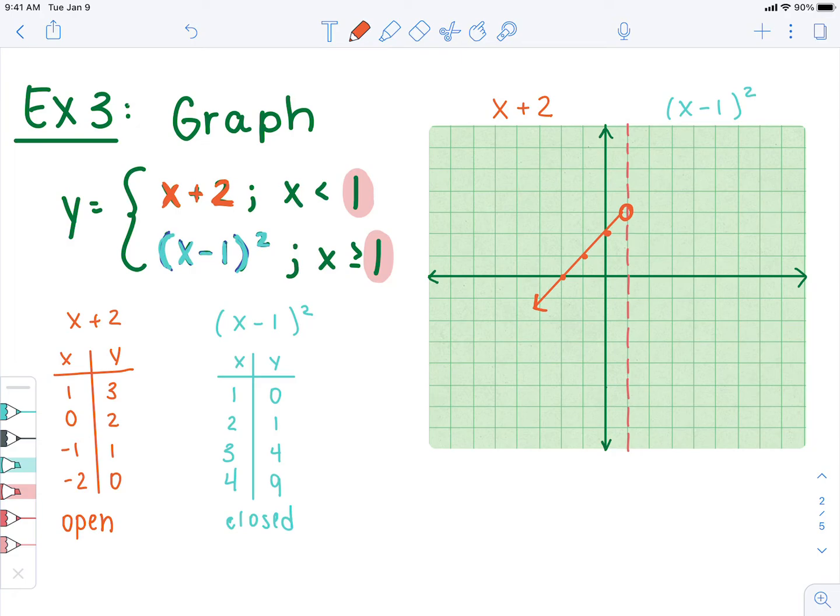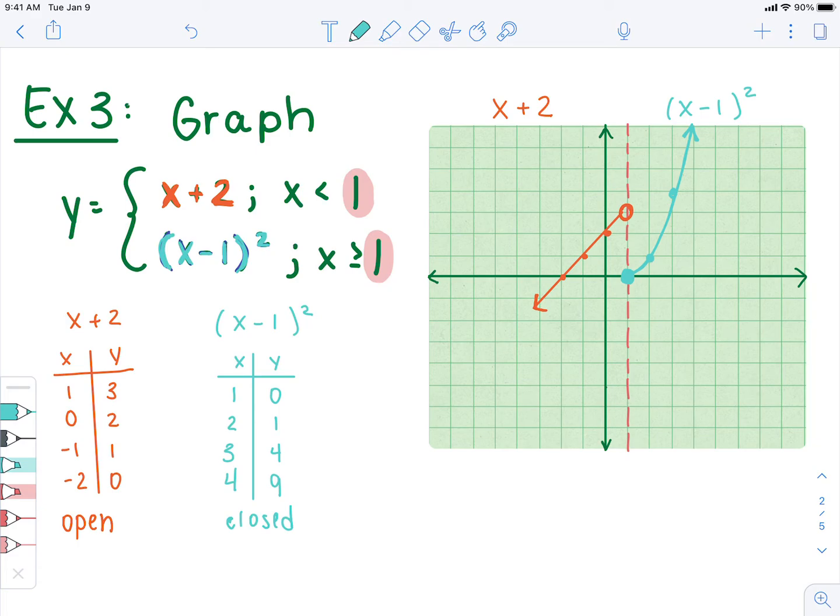And I'm going to do the same thing for my other table. So I'm going to go 1, 0, and 1, 0 gets a closed circle. And then I have 2, 1, 3, 4, and I connect those points too. And once I've drawn my entire graph, once I've drawn all my pieces, I'm done.